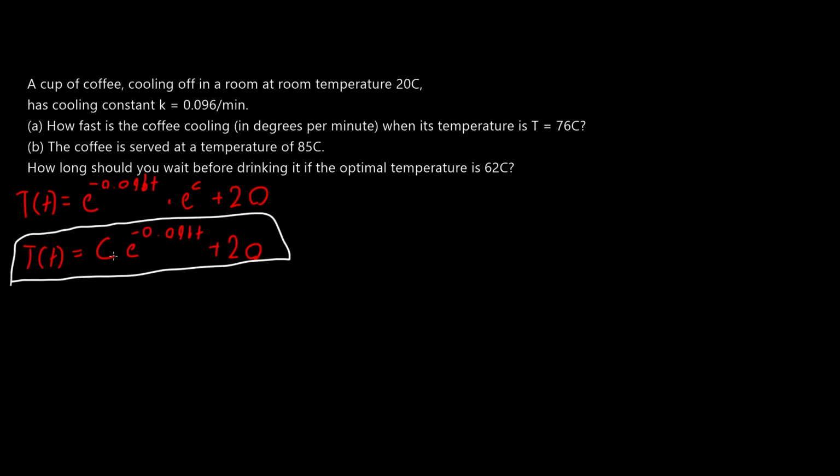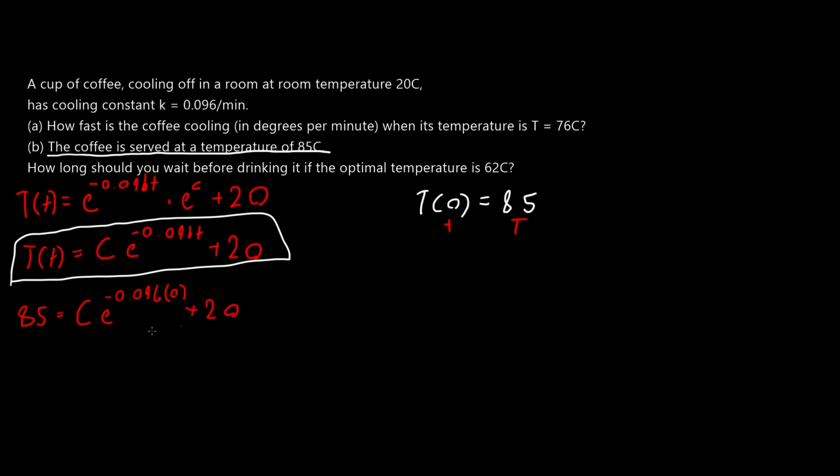So now we need to solve for C, and you might be wondering how in the world we're going to do that. Well, pay attention to the way this is worded right up here. It says the coffee is served at a temperature of 85 degrees Celsius. That means that at time 0, in other words the initial temperature, was 85 degrees. So it happened at time 0 where the temperature was 85 degrees Celsius. So now let's plug it into our general solution equation here. So we're going to have 85 equaling C, and then e to the power of negative 0.096 times t, which is 0, plus 20.